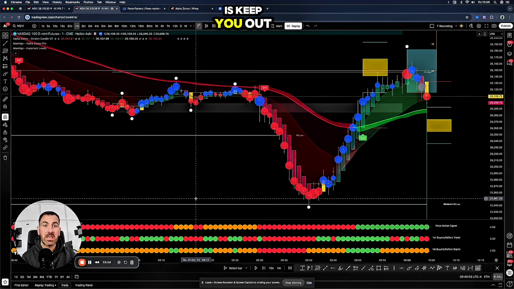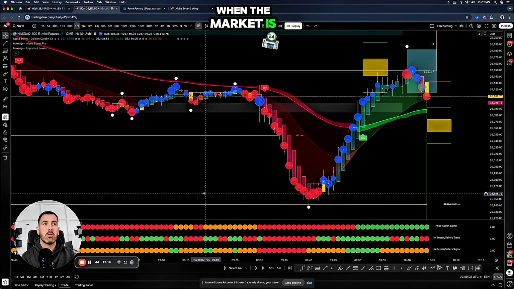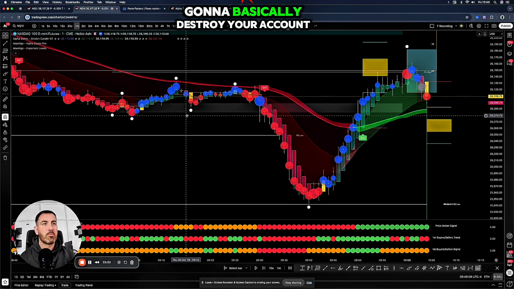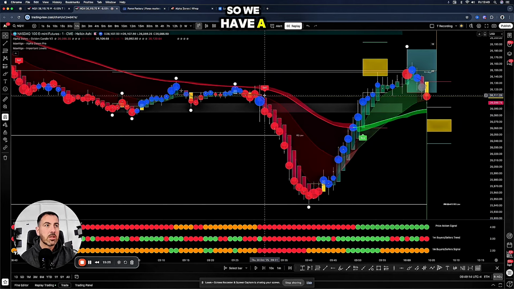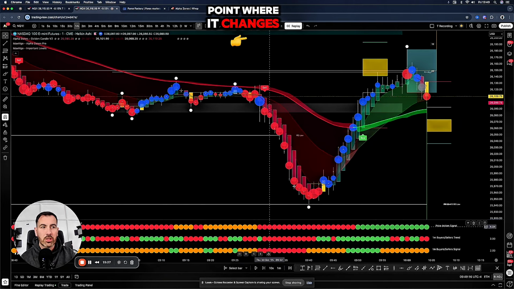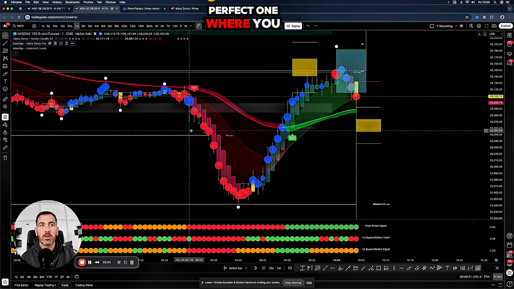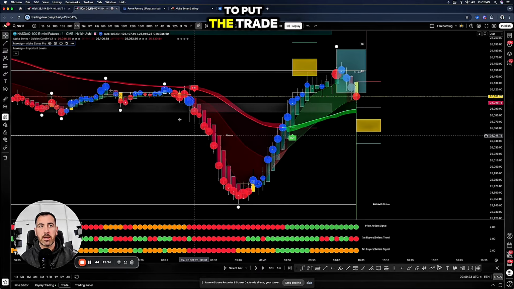What they don't do is keep you out when the market is messing around, when the market is choppy and is going to basically destroy your accounts, and it's not what you want. So this is keeping you out here. So we have a sell signal at the point where it changes. They're not always at the point where it changes, but that is a perfect one where you want it. And bang, I don't even need to put the trade setup on for that.